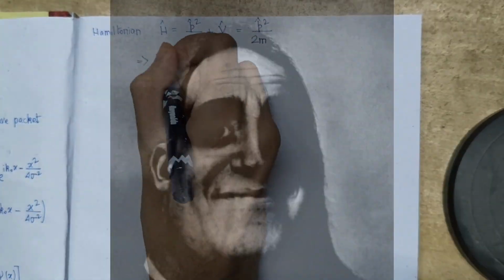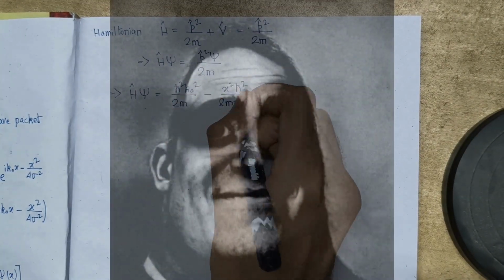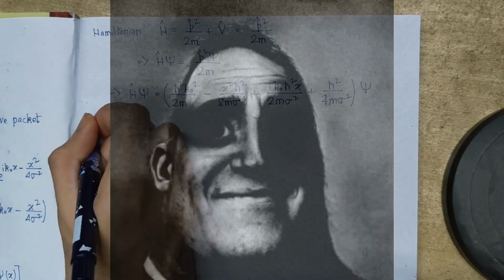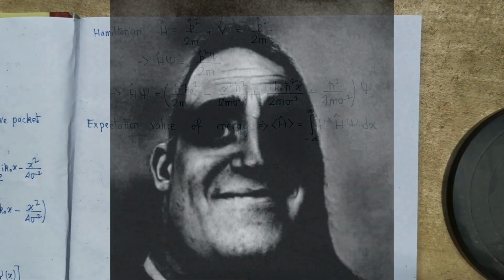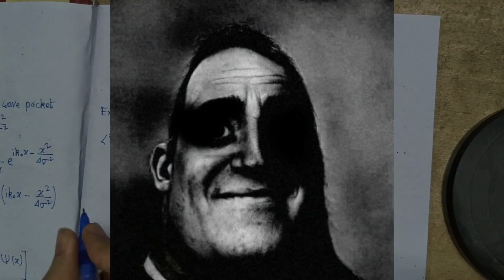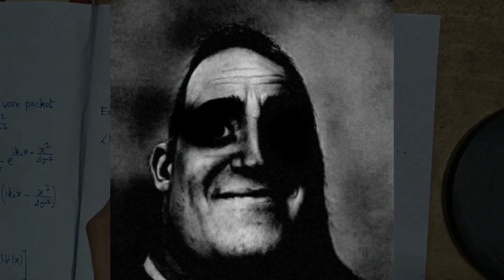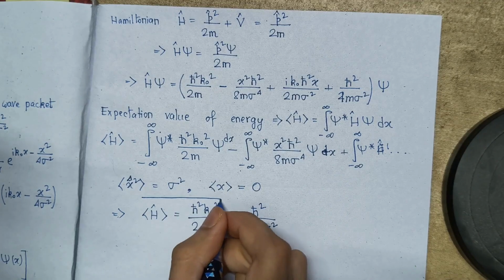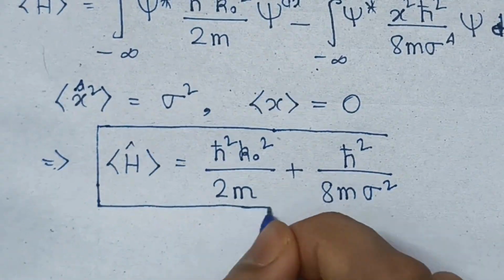We know that the Hamiltonian operator H cap is given by p cap squared by 2m plus V, but here V equals 0 because we are dealing with a free particle. Upon plugging this in the expression for p cap psi, we get this big equation with 4 terms. Now the expectation value of the Hamiltonian is given by... Yeah, whatever. This is the expectation value of energy.